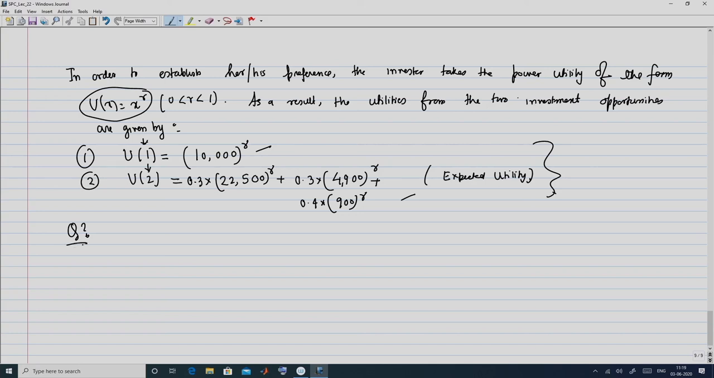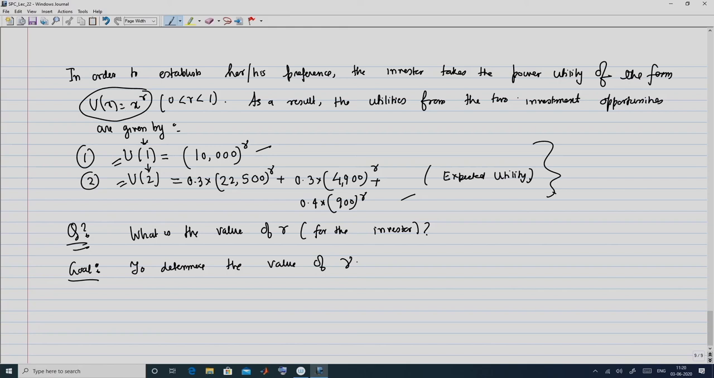So this brings me to the question as to what is the value of gamma. So unless I know the value of gamma for the investor, I cannot make a comparison between U1 and U2 and hence cannot establish a preference criteria. And accordingly, the goal is to determine the value of gamma. Now, in order to determine this value of gamma, we need more preferential information from the investor.